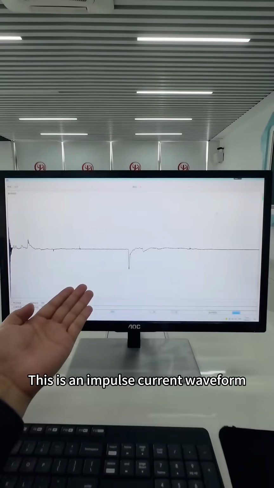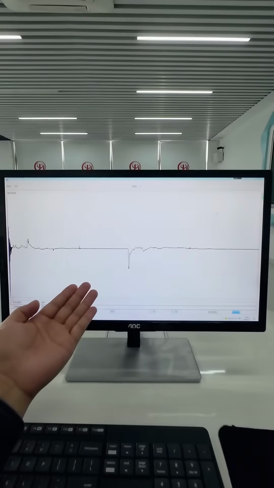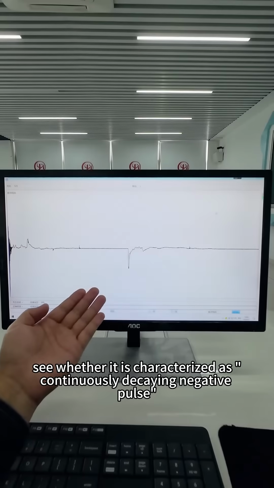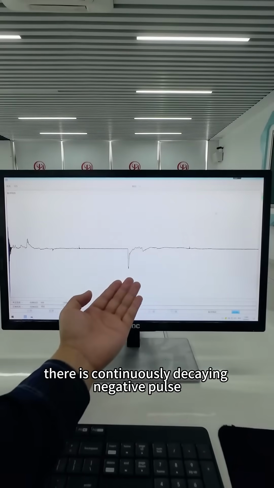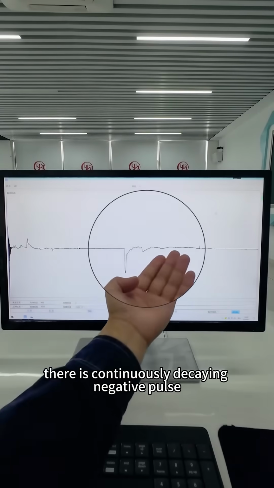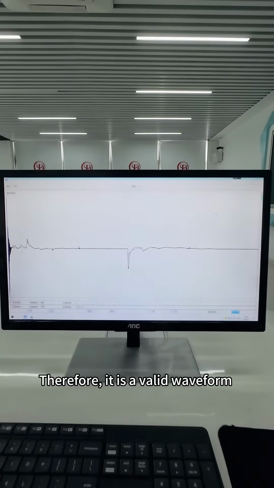This is an impulse current waveform. So when we analyze, observe this waveform at first. See whether it is characterized as a continuously decaying negative pulse. We can see this waveform has a continuously decaying negative pulse. Therefore, it is a valid waveform.